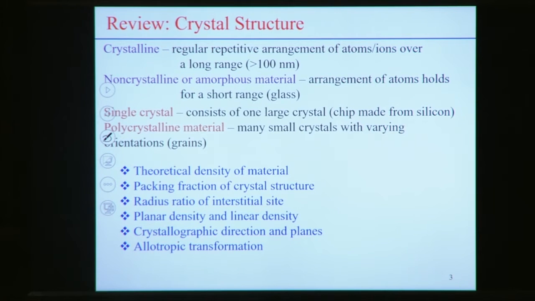Now, to analyze the crystal structure, we covered the following topics. First was the theoretical density of the material. If you know the specific crystal structure of a material, whether it is BCC, FCC or HCP, we can find out the theoretical density of the material. Then we discussed the packing fraction of the crystal structure, that is, within the unit cell, the volume of the unit cell occupied by the atoms, which represents the packing fraction of a specific crystal structure.